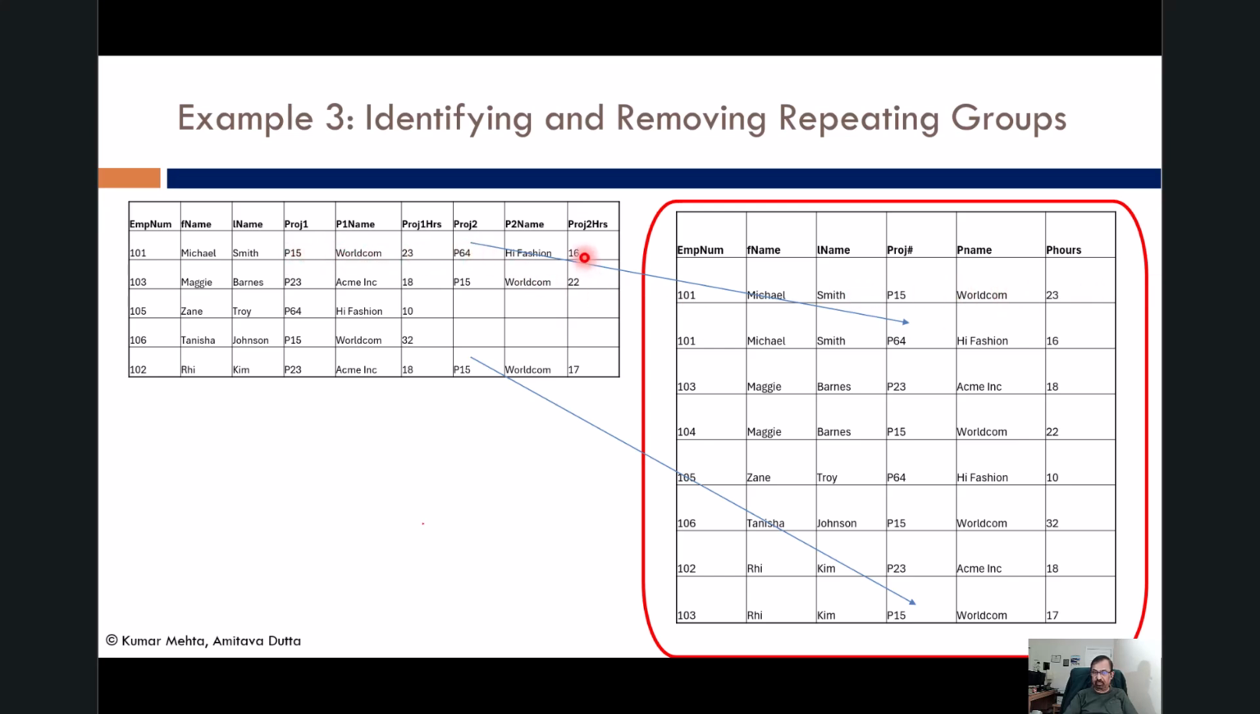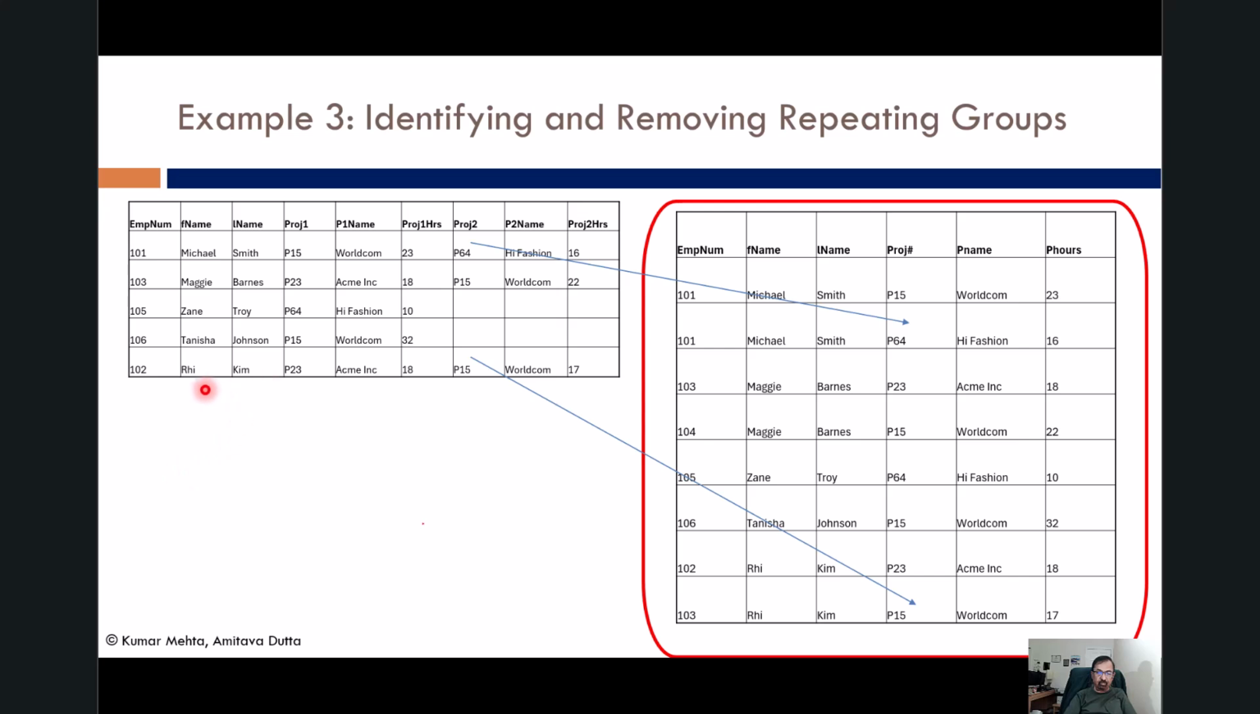Now this repeated value of the project, P64 High Fashion 16, becomes a new row. So again, I have all the properties of Michael Smith, that is the employee number, first name, last name, and then I add the properties of the second project. So every time there's a repetition, create a new row. It's the same approach that we had previously. Now for Zane Troy, there will only be one row because Zane Troy is assigned to only one project. Tanisha Johnson has been assigned to only one project, so there's only one row that corresponds to Tanisha Johnson.